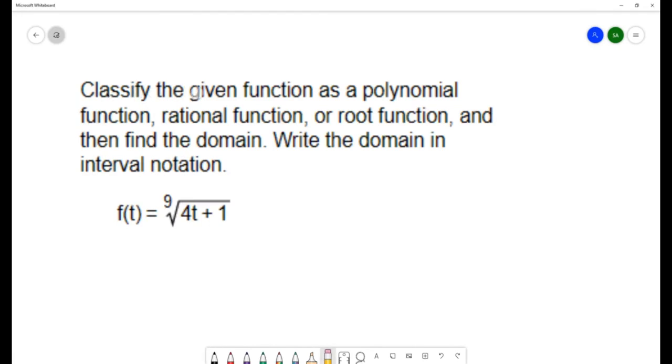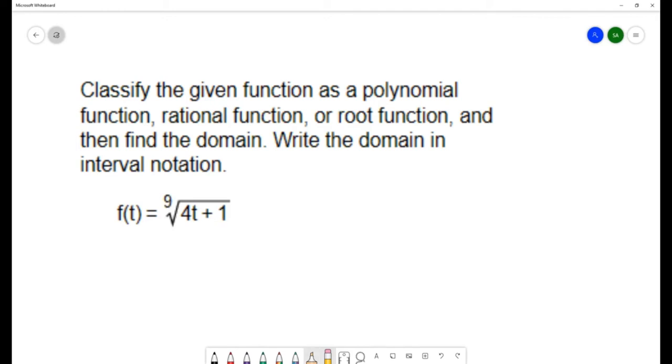Classify the given function as a polynomial function, a rational function, a root function, and then find its domain. Write the domain in interval notation. The function that we want to classify is f of t equals the 9th root of 4t plus 1.